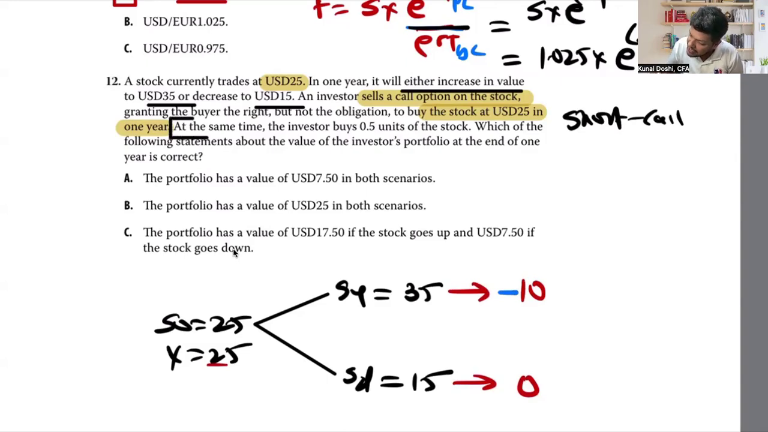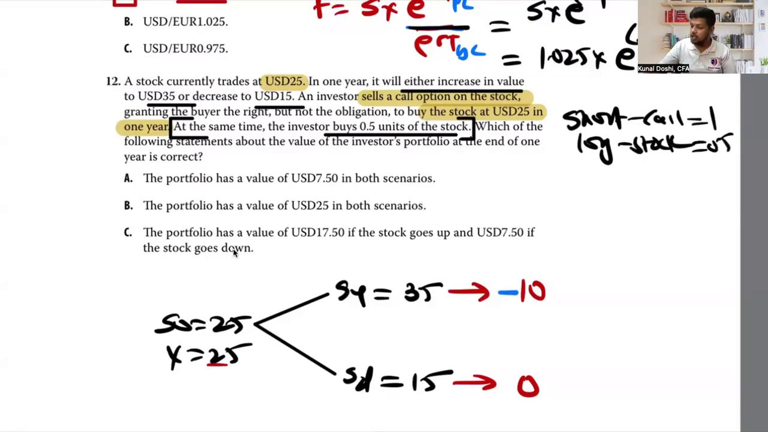So what's the point here now? At the same time, they said investor buys 0.5 units of stock. Means along with this short call, he has a long stock position. But how much? For every one call, he has 0.5 stock. So what was the stock value? 35. So stock went on to become up. So how much will be my portfolio value? 35 into 0.5 because they said I bought half stock. Of course, you can't buy half stock. It's just a fraction that they've mentioned. This will be 15 into 0.5.